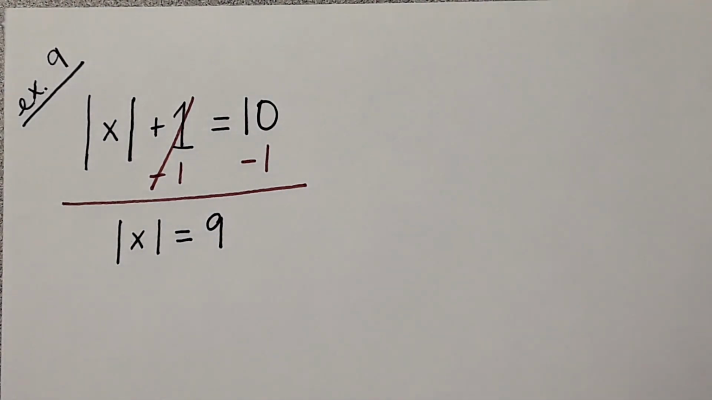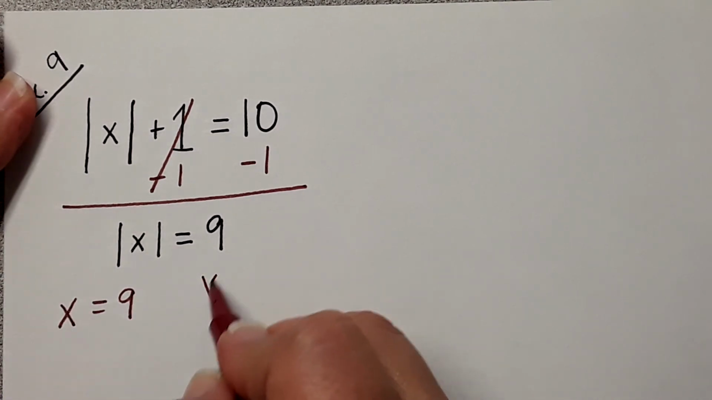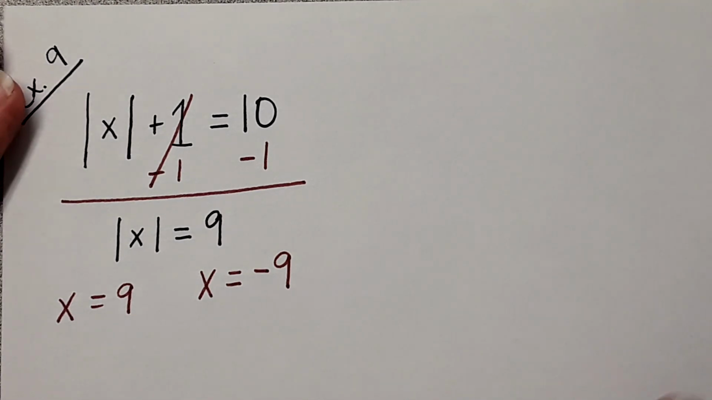Now we can solve it. Now we can set it up just like we were setting it up. How would we set this up? x equals 9, x equals -9. That's our answer.